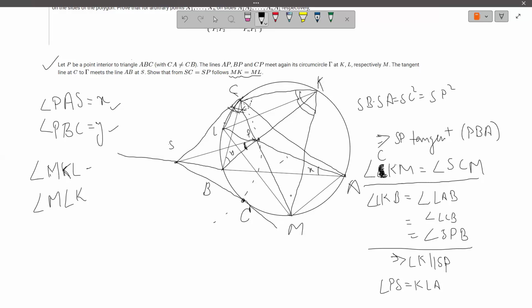Okay, you could also get this angle, but how did you get this angle? That's A minus X. Angle CMK is equal to CBK, which is Y. And the other one is angle LMC equal to angle LAC, which is A minus X. Yes, that's all I did for the angle chase. Try to find these angles.